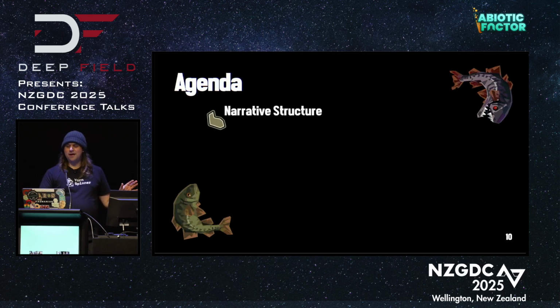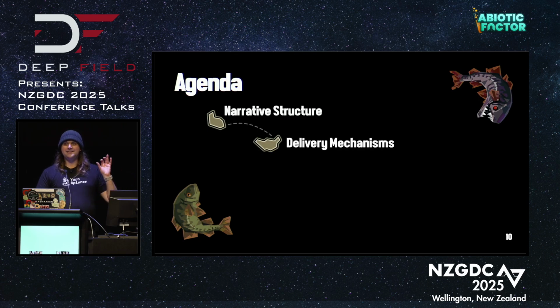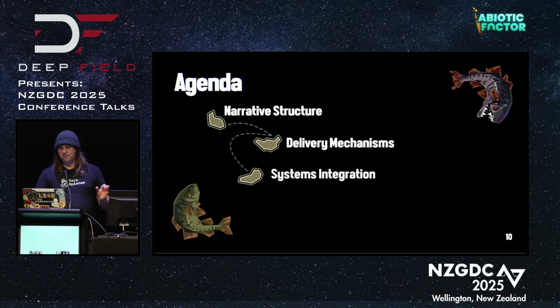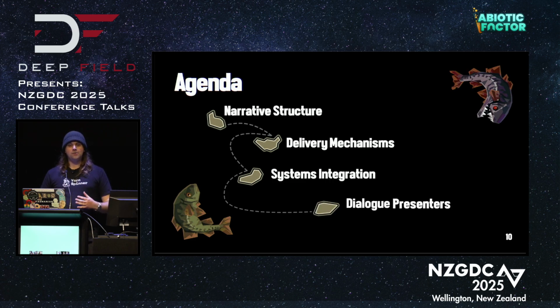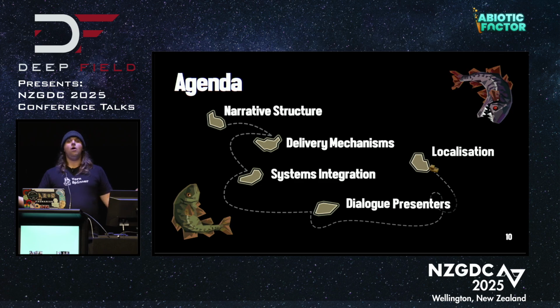So today we're going to be talking about the narrative structure. We're talking about the delivery mechanisms that Dredge makes use of. We'll talk about how Yarn Spinner integrates into the gameplay systems, how the dialogue presenters inside Dredge are configured and used, and also how this whole thing is done to support localization.